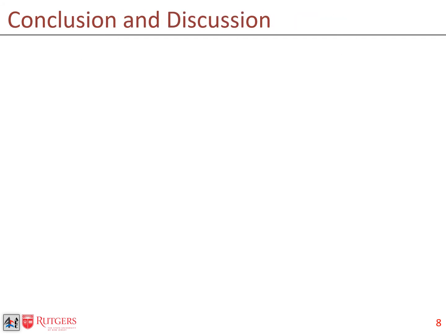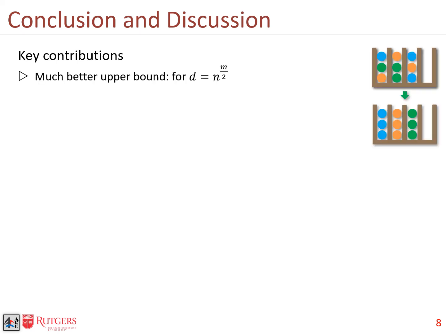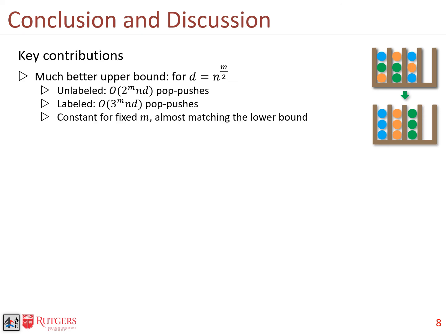To summarize and conclude, in this work, we provided a much better upper bound for solving the stack rearrangement problem for d equals n to the m over 2, where m is some integer. For the unlabeled stack rearrangement problem, we can solve it using O(2^m times nd) pop pushes. For the labeled setting, we can solve it in O(3^m times nd) pop pushes. This means that as long as m is a constant, we can solve the problem using a linear number of pop pushes with respect to the number of items in the stacks.